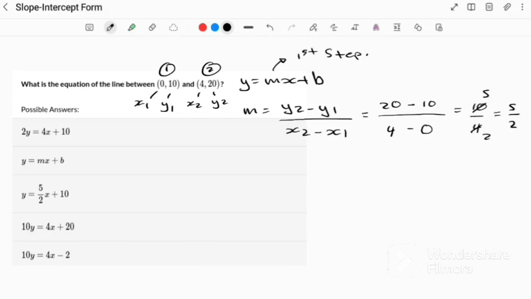What we don't know is our intercept, our b value. Now, we can use the slope that we just found and one of these points, either this one or this one, to find b. We just have to plug either one of those in our general form. What do I mean? So our form here is y is equal to mx plus b. We found m, which is 5 over 2. Let's use 0, 10, point number 1.